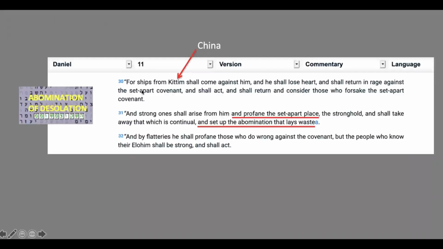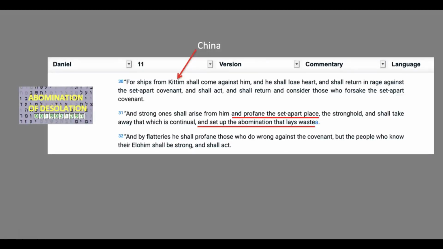So the interesting thing is that in Daniel 11, where it says a strong one shall arise and profane the set apart place and shall take away that which is continual, which is your image made in the image of Elohim, and set up the abomination that lays waste. And it says from Kittim, which in the Peshitta translation I have from a native Aramaic speaker is translated to China.